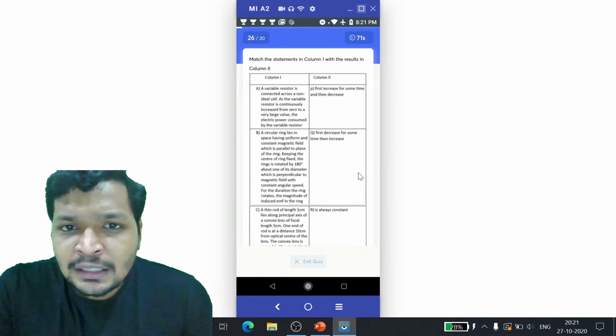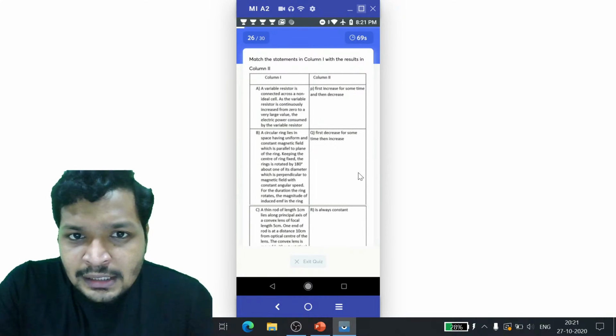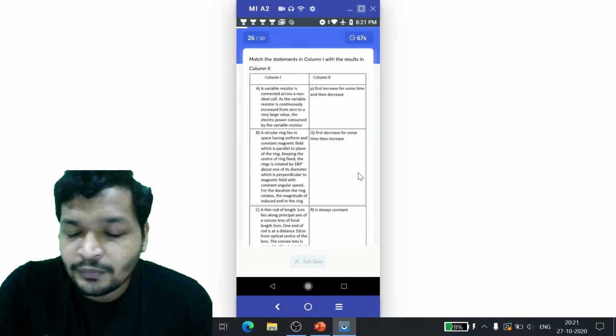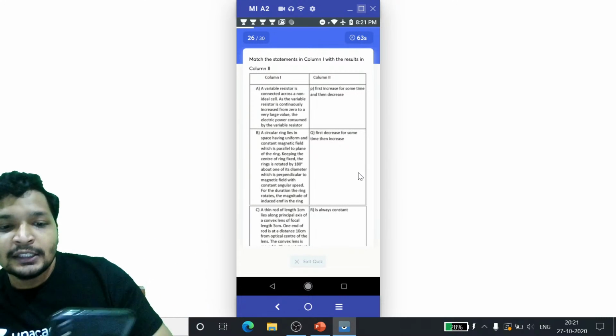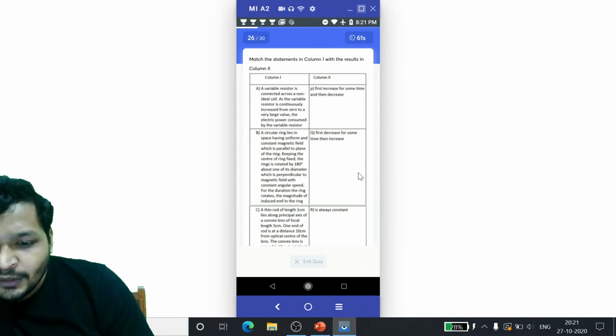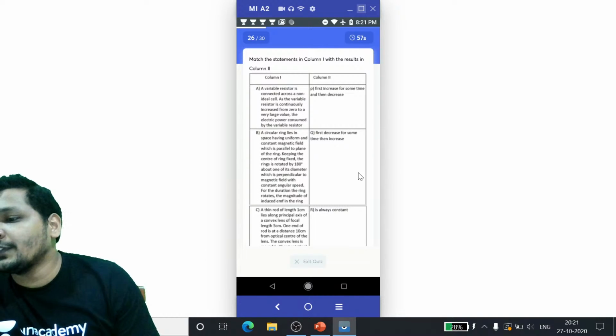Then match the following in column 1 with the results in column 2. Now this is a question which I need to also have a look at from my mobile. So let's do this question then. It's a conceptual based one, guys. So quickly, this is doable in 58 seconds.